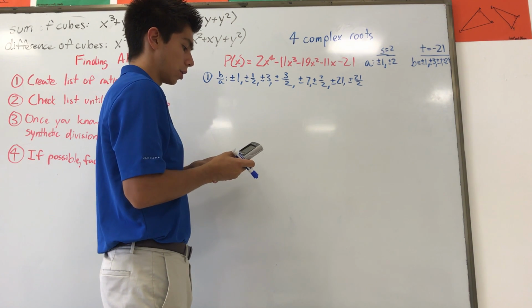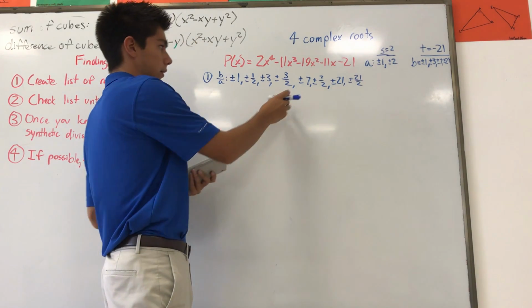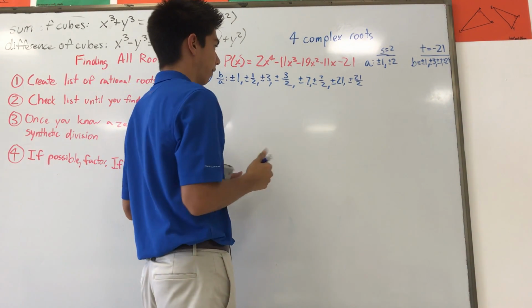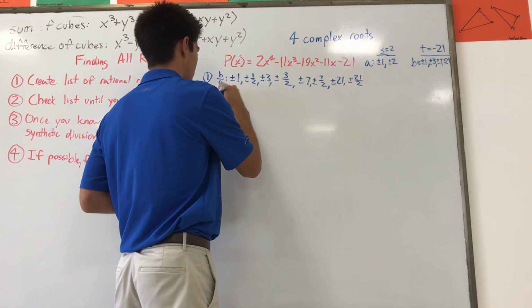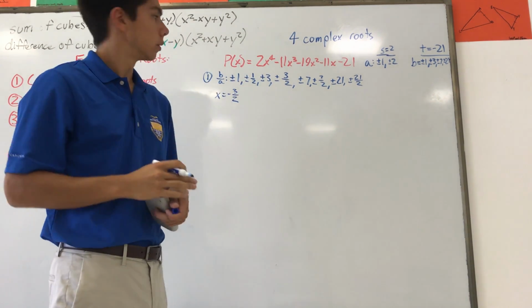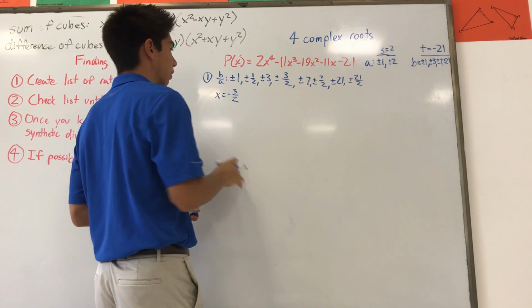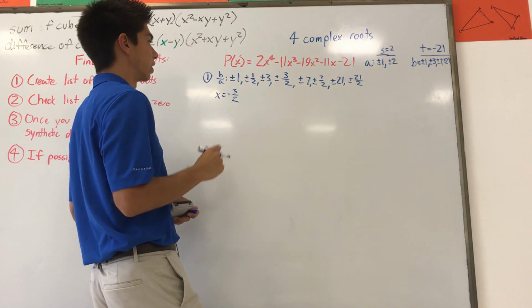Positive 3/2, nope. Negative 3/2, yes, so I found one. Negative 3/2, x equals negative 3/2 is a root. So I found one, so when I plug that in, I know a root. Now I'm going to use synthetic division and try to simplify this polynomial.